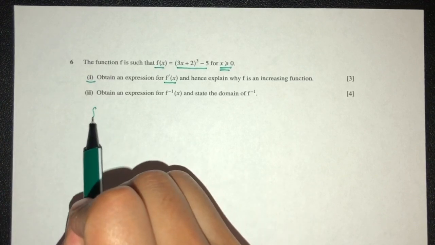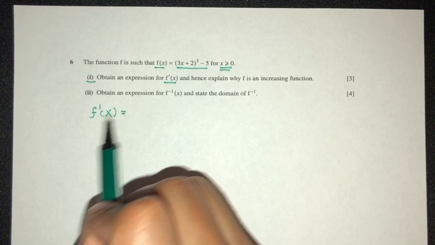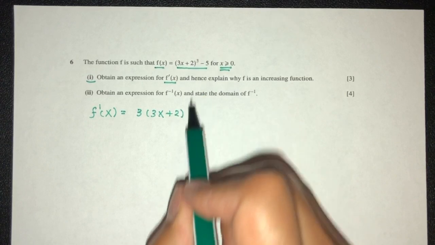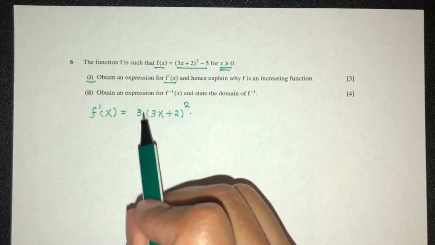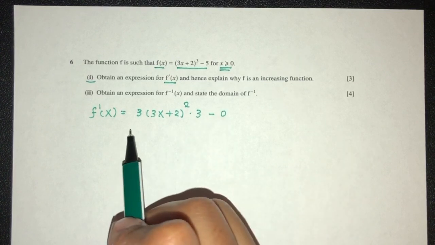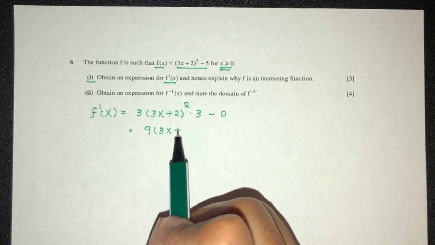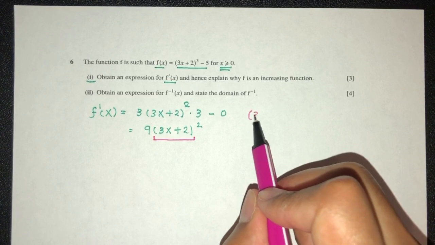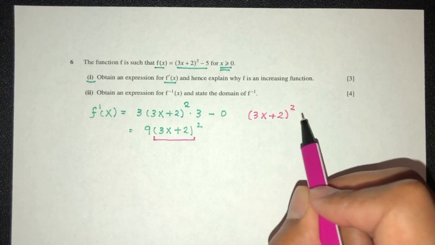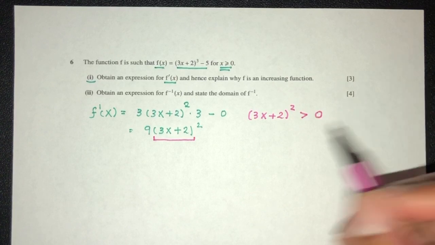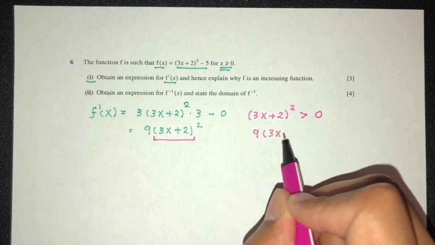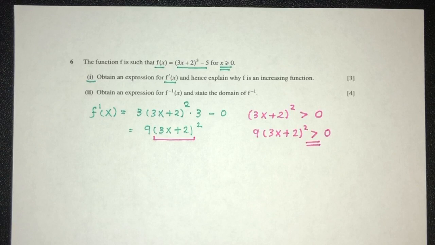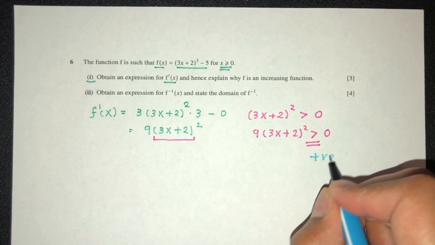So one by one, let's first find f prime of x. It is simply differentiation of this one. That should be 3, 3x plus 2 to the power of minus 1, that should be 2. Then multiply by d/dx of the value inside, that should be 3. This will be 9 over 3x plus 2 squared. So you can explain, since 3x plus 2 squared has to be more than 0, we can confirm that 9 over it will always be more than 0. Because of that, it is an increasing function. If that makes sense, it is positive. That's the main idea behind this.